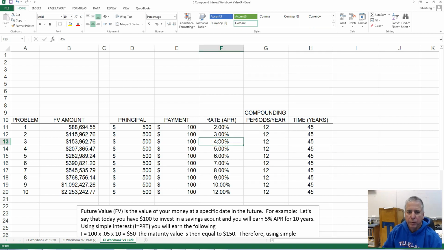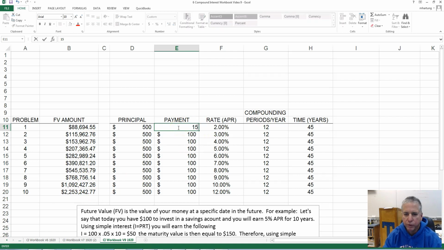Let's take a look at what happens if we change the amount of a payment that we make. If we decide that we can afford a little bit more than $100, how about if we go up to $150? Let's see what happens. So we're here at $88,000 for that one. Let's change that to $150 and see what we get. Quite a big difference. $50 a month makes a big difference when you start saving early.